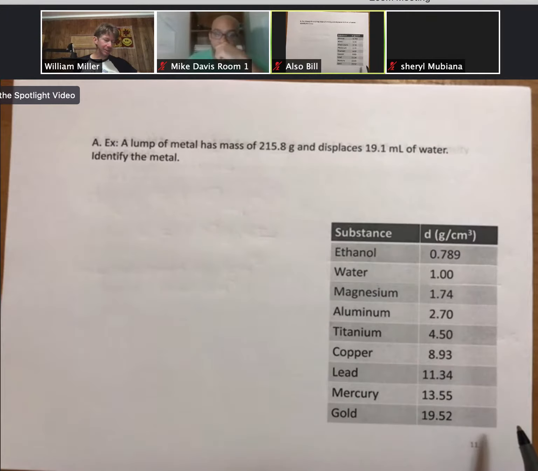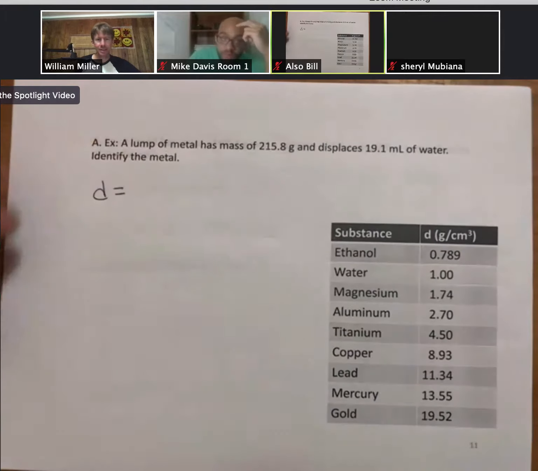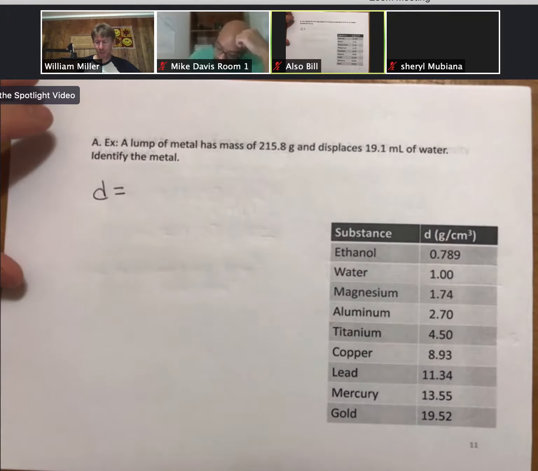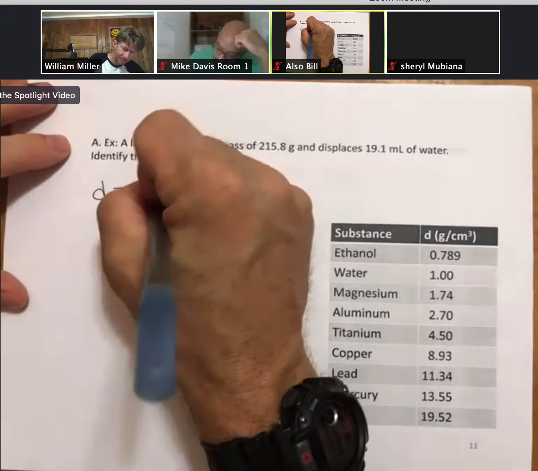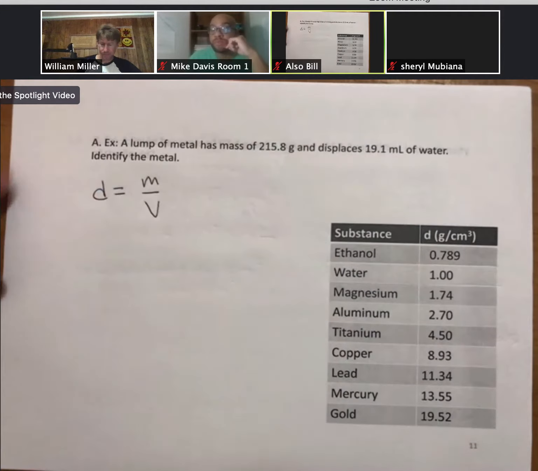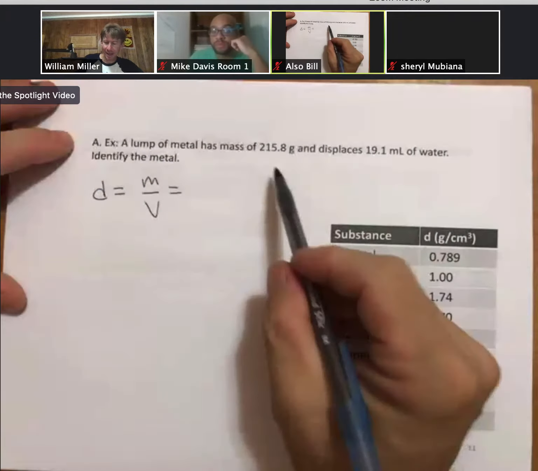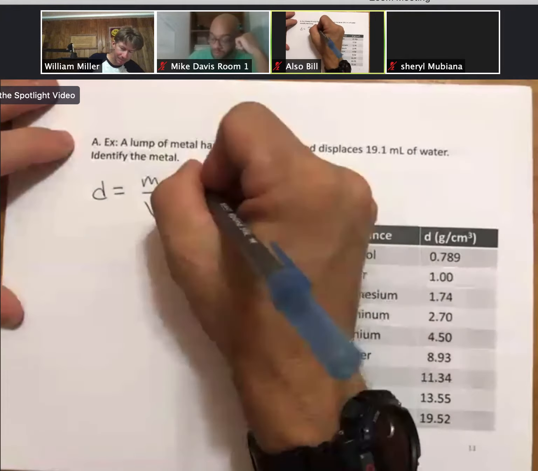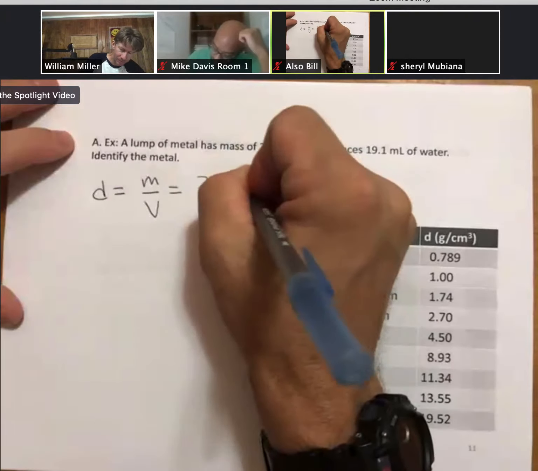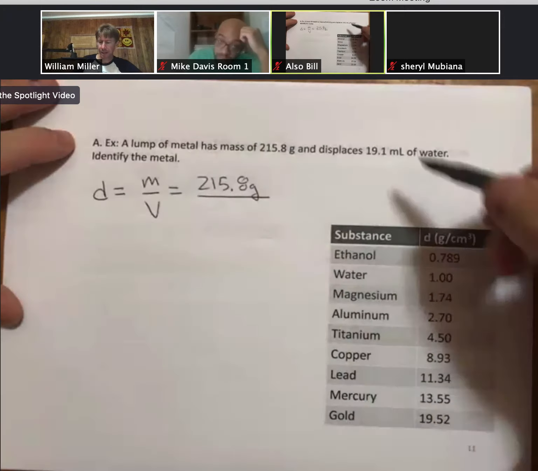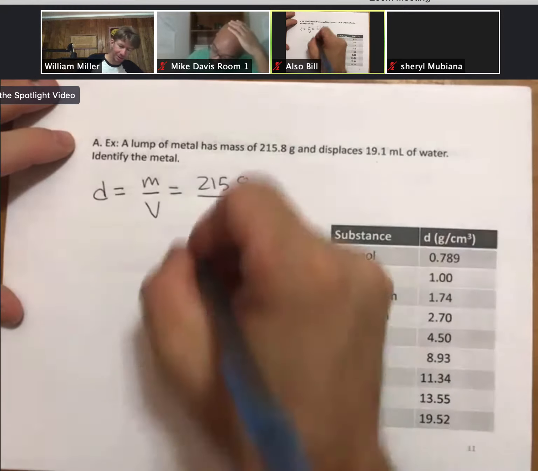Now let's do a calculation of density. It says a lump of metal has a mass of 215.8 grams and displaces 19.1 milliliters of water. Identify the metal. So D equals mass over volume, M over V. Our mass is 215.8 grams. Our volume is 19.1 milliliters.